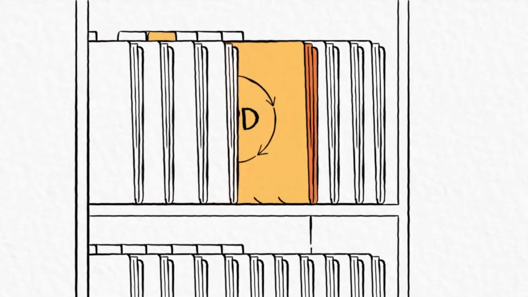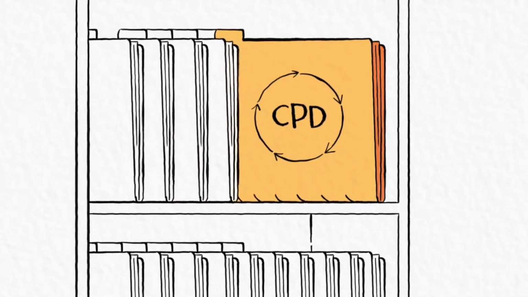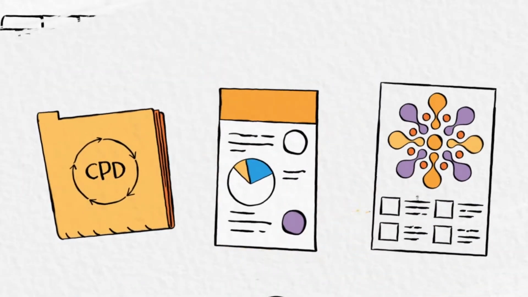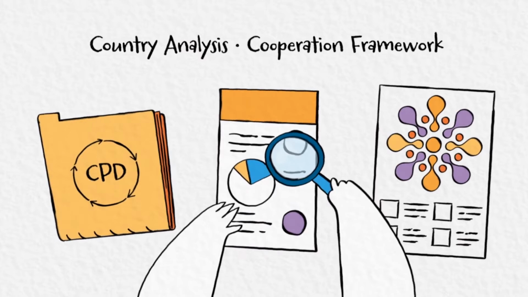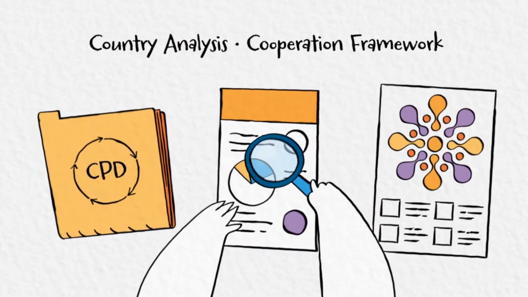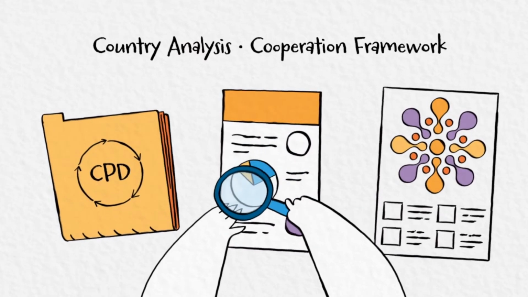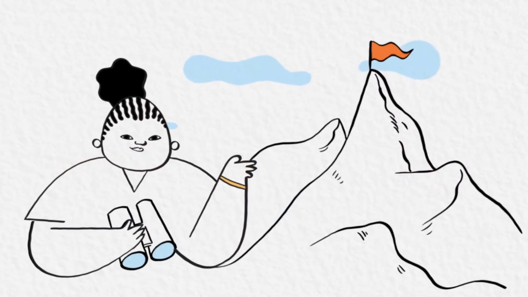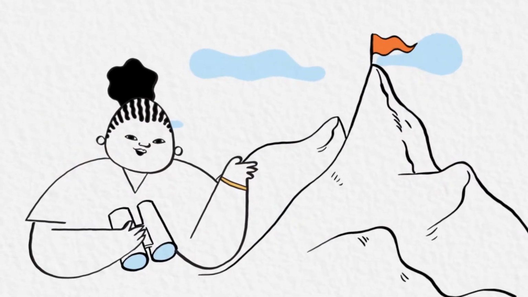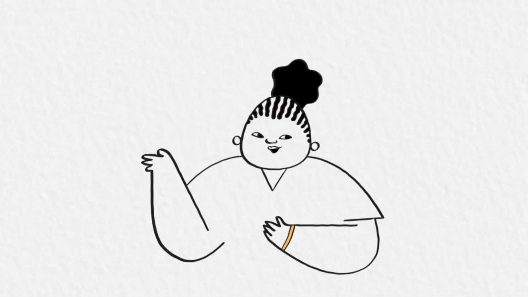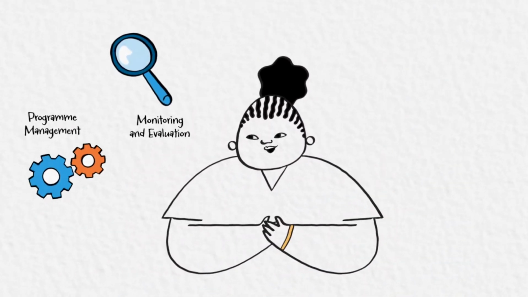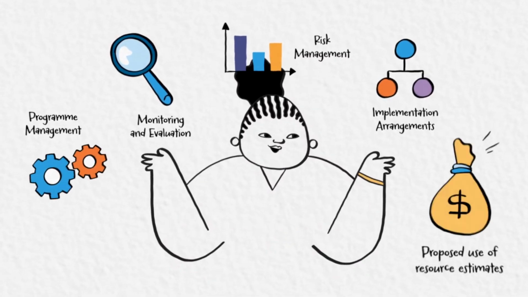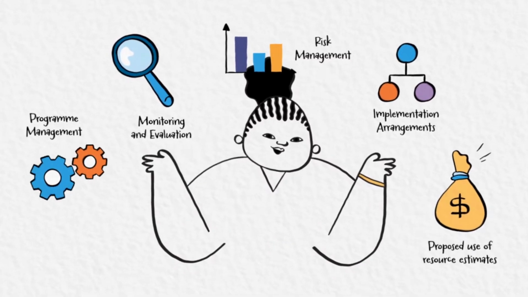The country program document articulates UNFPA's contribution to achieving national priorities outlined in the Country Analysis and Cooperation Framework and aligned with the UNFPA Transformative Results and ICPD agenda. It details the strategic approach and interventions for achieving envisioned results and provides information on program management, monitoring and evaluation, risk management, implementation arrangements, and proposed use of resource estimates.